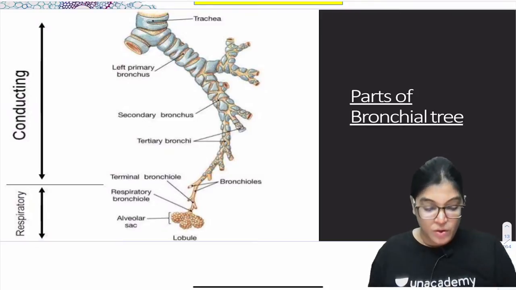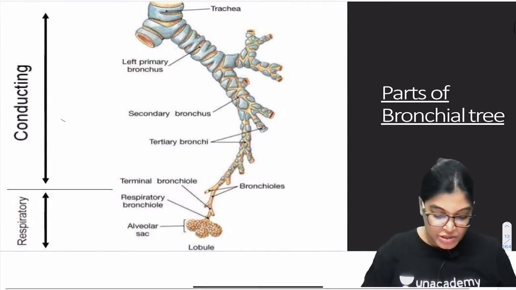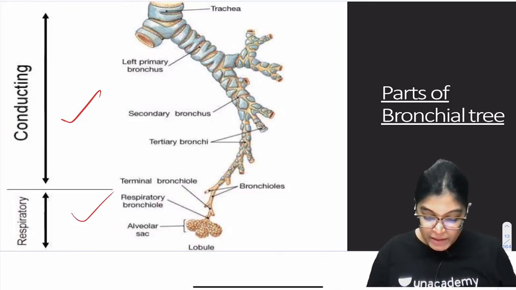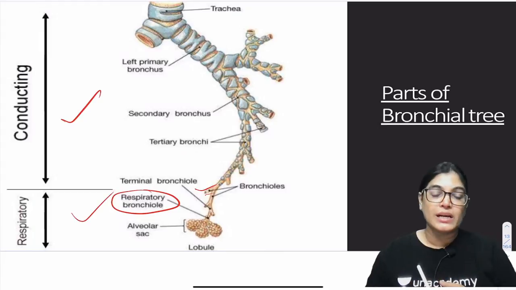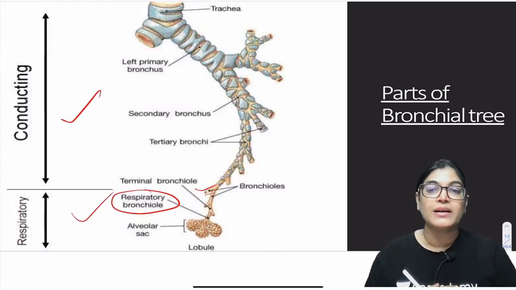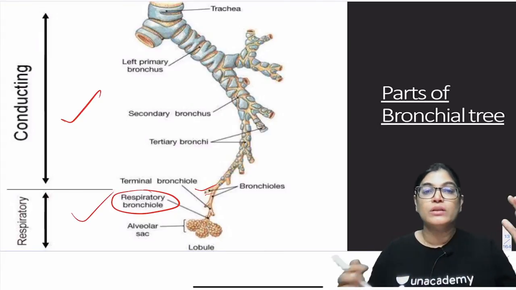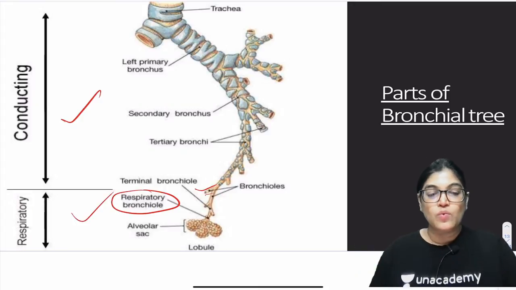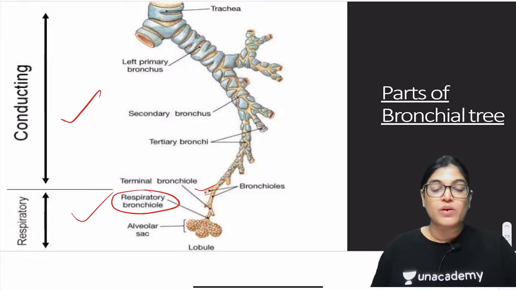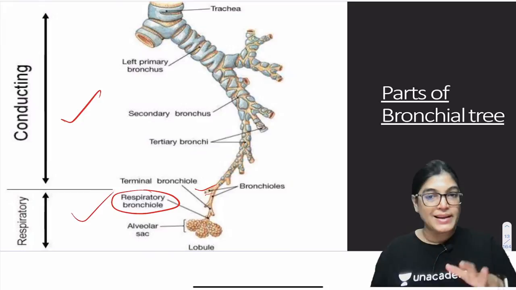As we know, there is the conducting part and the respiratory part. Up to the level of the terminal bronchioles is the conducting part, and the respiratory bronchiole is the transition stage between the conducting and respiratory tract. So overall, if we go down the bronchial tree, certain changes occur. It is important for you to know what the changes are. So, the structural changes occurring in the conducting portion of the respiratory tract as we move from the larynx to the bronchi.